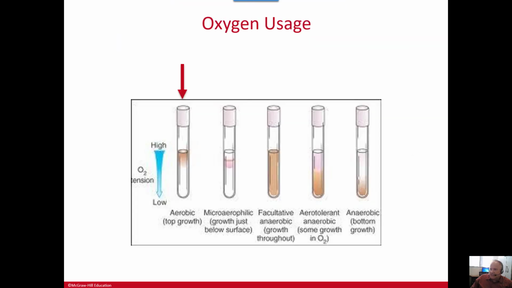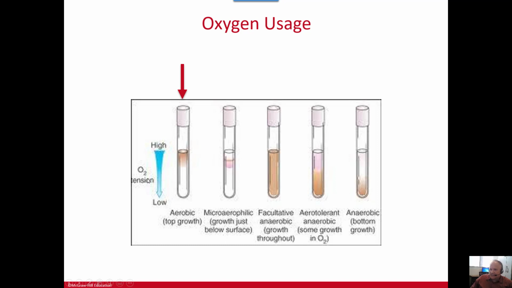So anyhow, the oxygen utilization, you can see the various ways that we can represent that in a tube. You can see the aerobic, microaerophilic, facultative anaerobes, aerotolerant anaerobes, and the anaerobes overall. You can see where in the tube they grow, and that's due to the concentration of the oxygen, as you can see across here, high going down to low. Of course, the oxygen being at full atmospheric oxygen at the top, diffusing down through the tube.